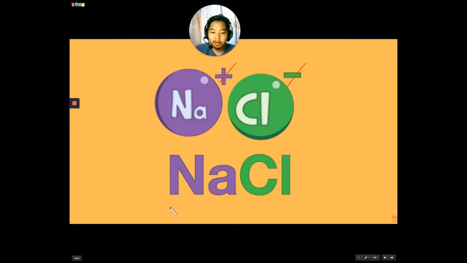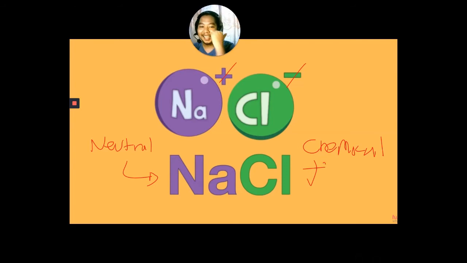They will balance out, now forming a neutral stuff which we call a compound, particularly an ionic compound. So let me reiterate that. From atoms we form ions, and from ions we form compounds. From chemical symbols with charges we form ions, and from these chemical symbols with charge, we now form your so-called chemical formula. So that's how we do it.